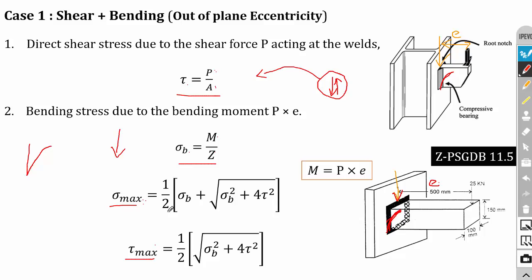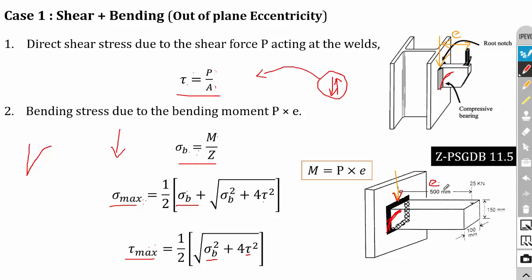Sigma max is equal to half of sigma B plus root of sigma B square plus 4 tau square, where sigma B is the bending stress. These sigma max and tau max equations we have already studied in CO1, combined stresses. So sigma B is bending and tau is the direct shear. Then in the case of tau max, sigma B is the bending stress and tau is the direct shear. Here sigma B is equal to M by Z, and M is the bending moment.